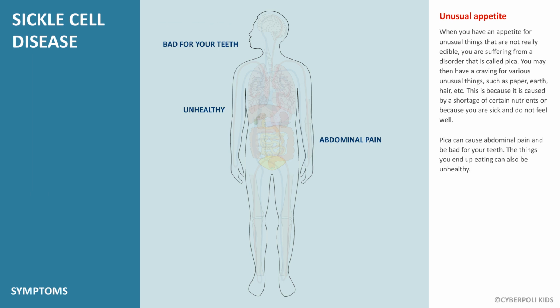When you have an appetite for unusual things that are not really edible, you are suffering from a disorder that is called pica. You may then have a craving for various unusual things such as paper, earth, hair, etc. This is because it is caused by a shortage of certain nutrients or because you are sick and do not feel well. Pica can cause abdominal pain and be bad for your teeth. The things you end up eating can also be unhealthy.